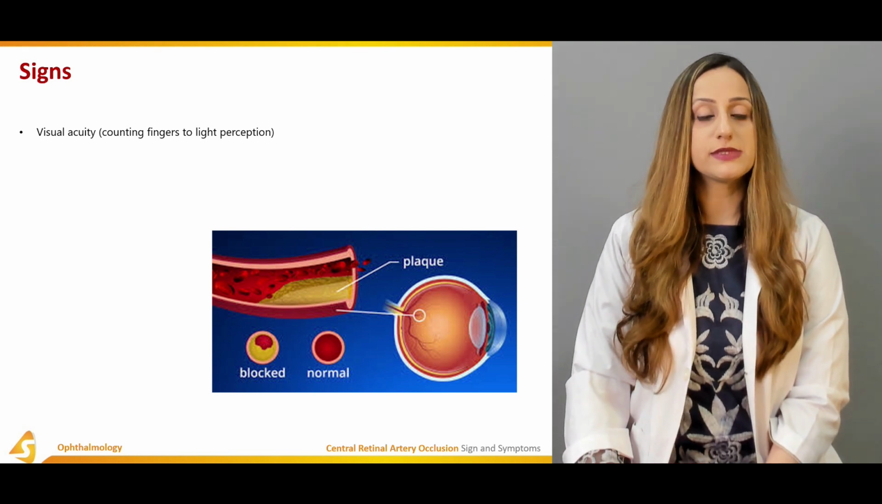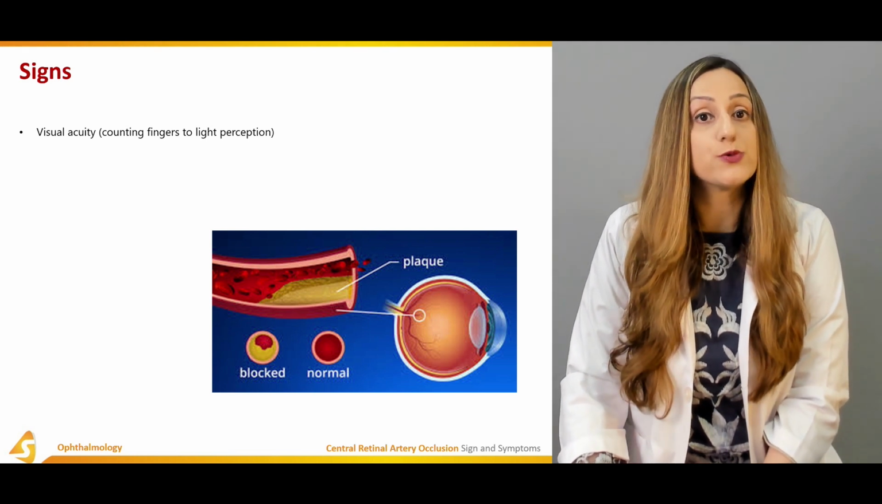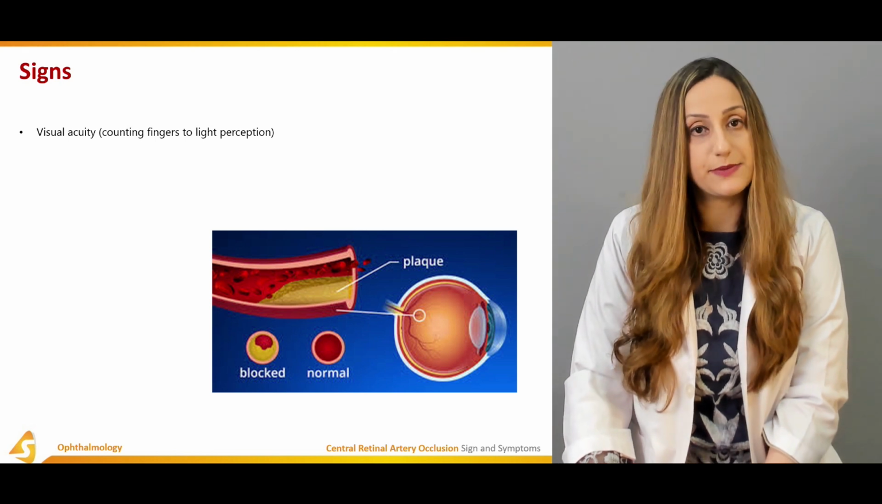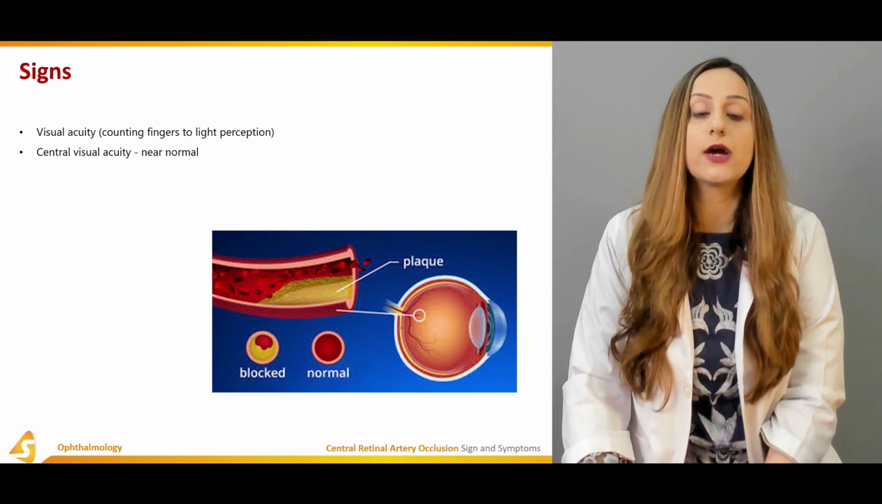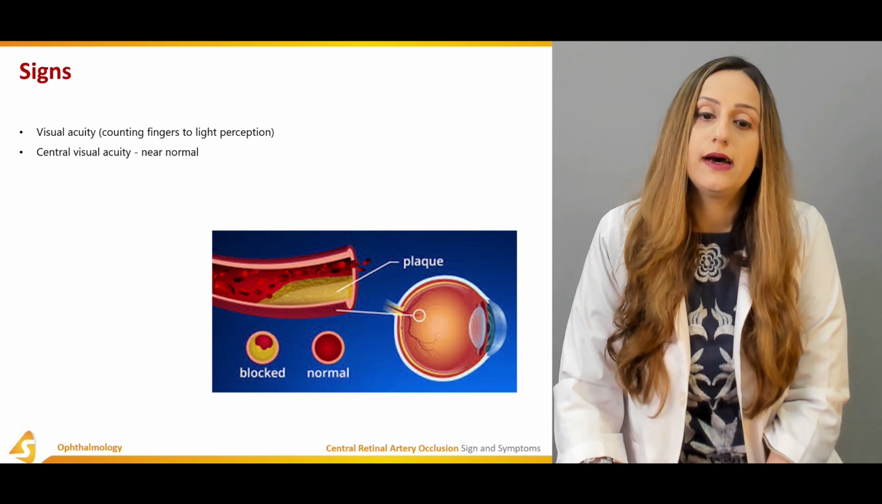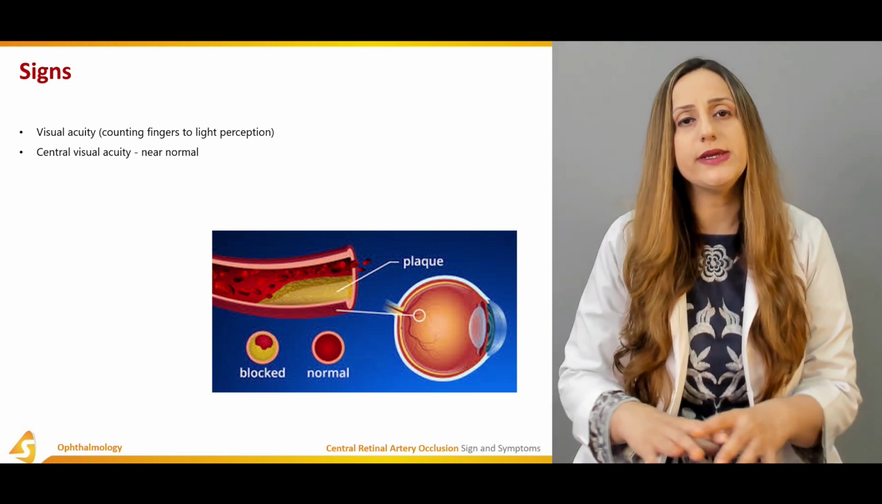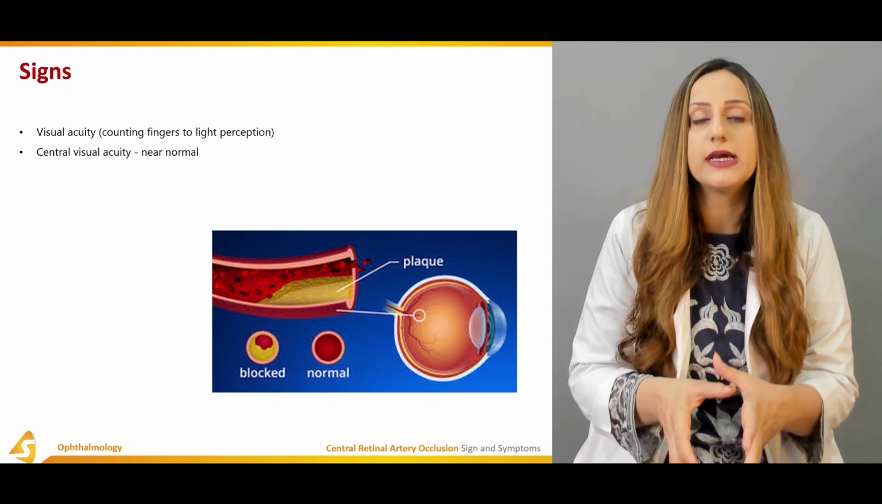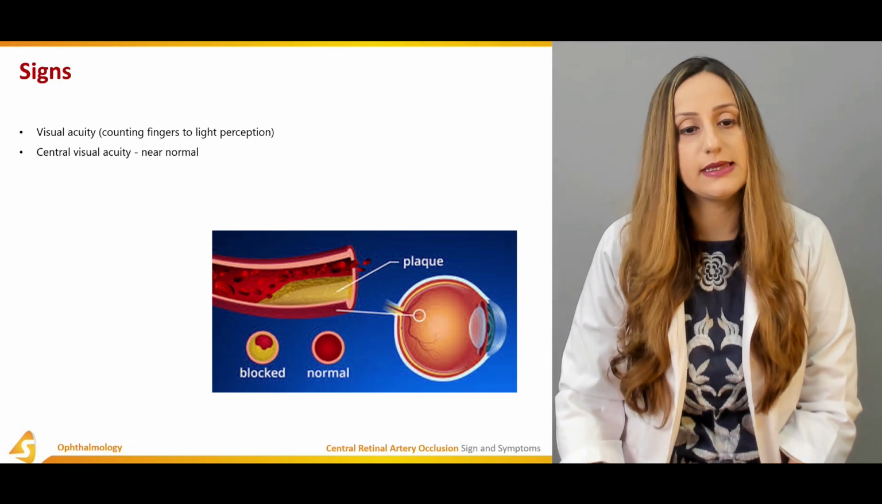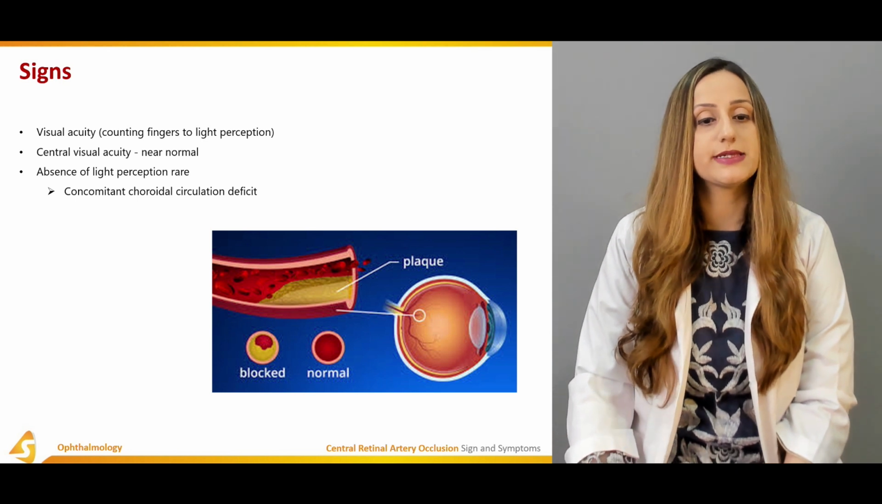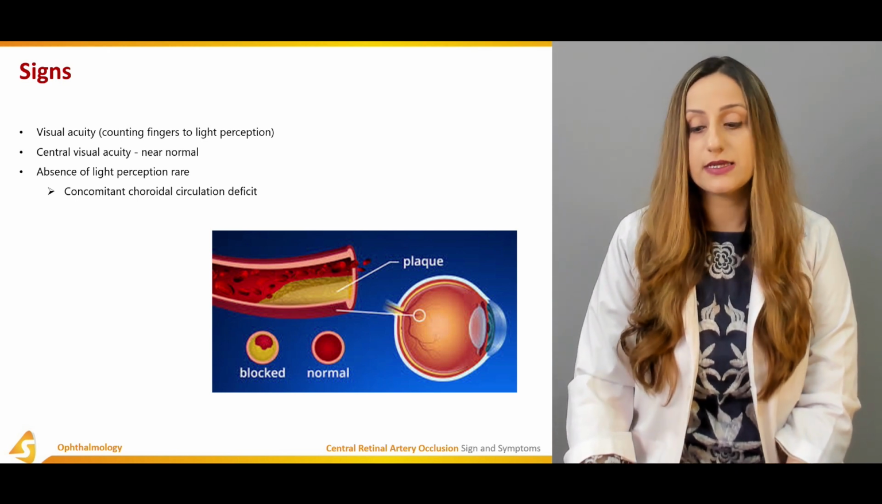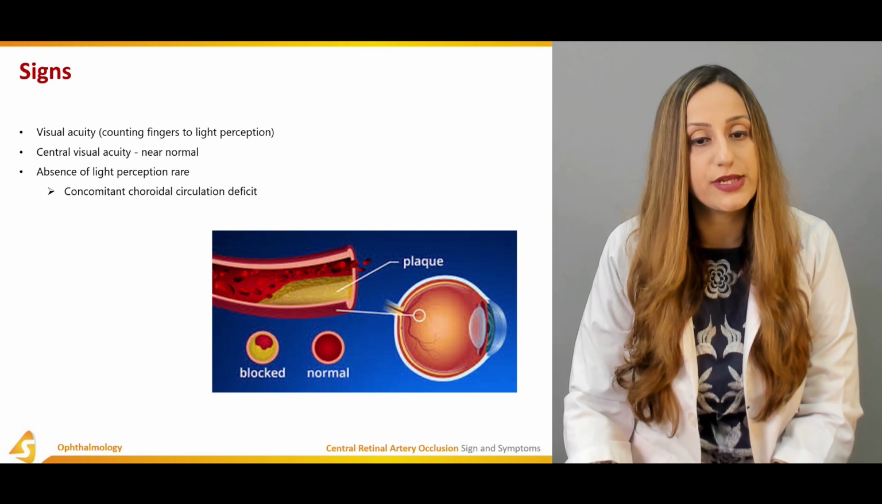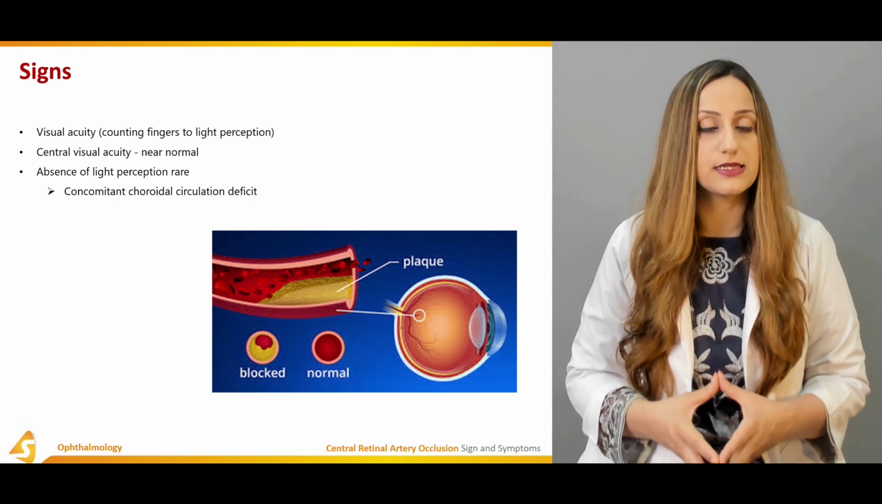Visual acuity sometimes is affected to the level of counting fingers to light perception in these cases. Central visual acuity is near normal in these patients. Usually, the peripheral visual fields are affected in these cases, and the central vision is quite normal. The absence of light perception is quite rare. There is a concomitant choroidal circulation deficit that is seen in these individuals.